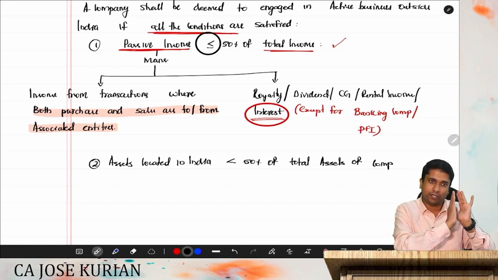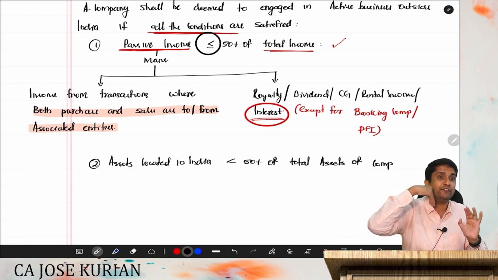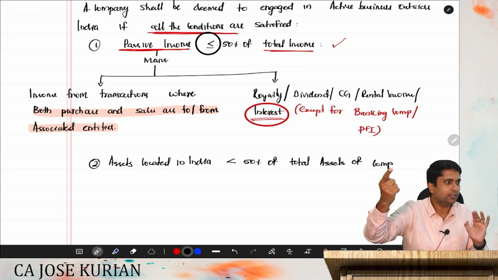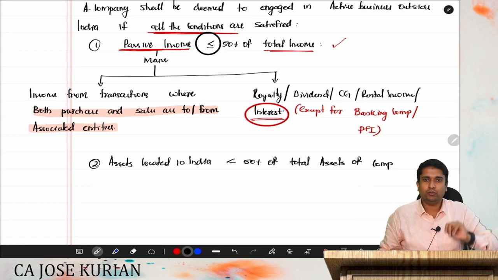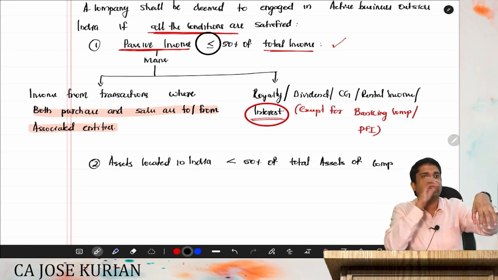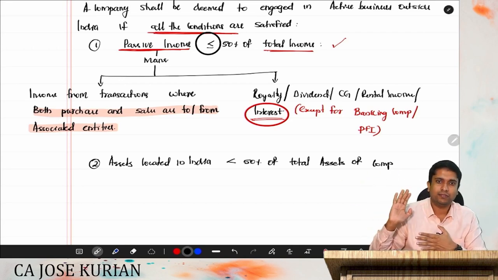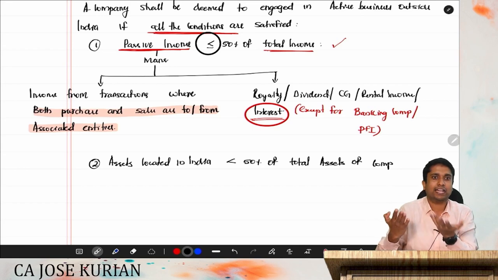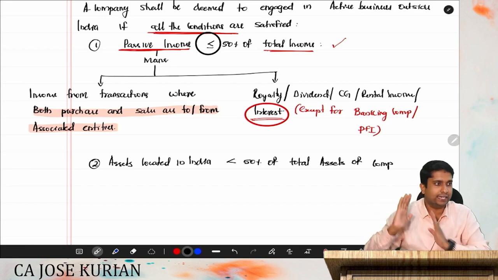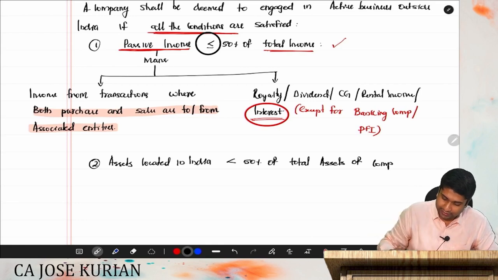Passive income of that particular company should be less than or equal to 50% of total income. That means the majority of their income should be active income. What was condition number two? Your assets in India should be less than 50% of total assets. What do you mean by that? Your majority assets should be outside India. If all the conditions are satisfied, then active business is also outside India. Are you all with me? Let's understand condition number three.